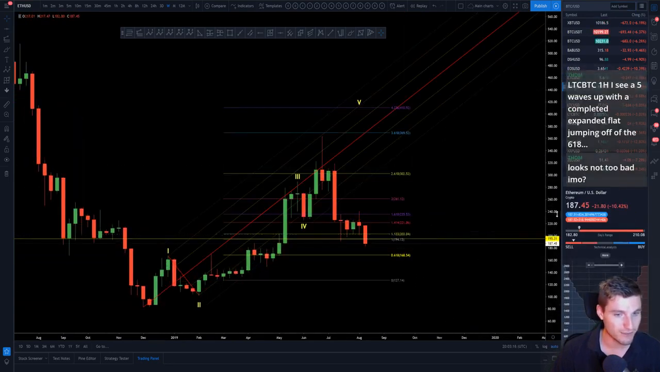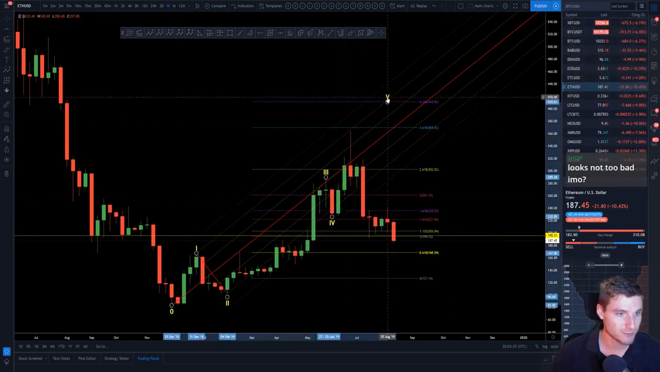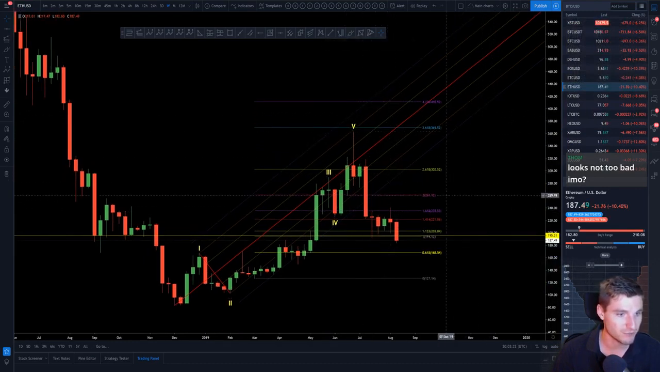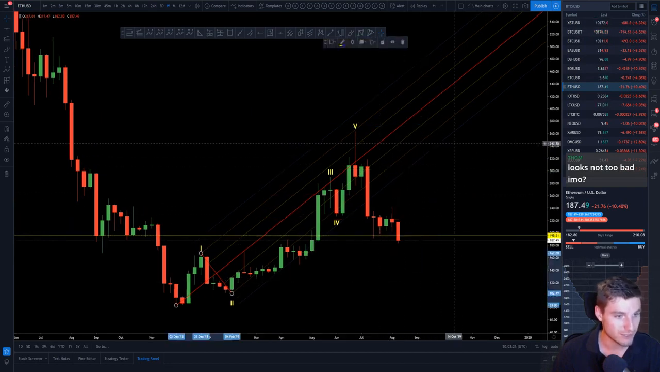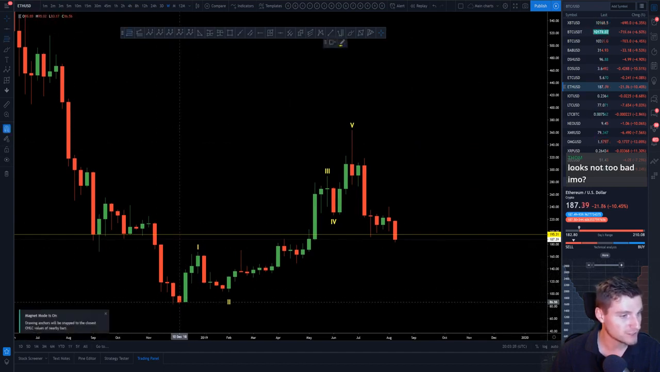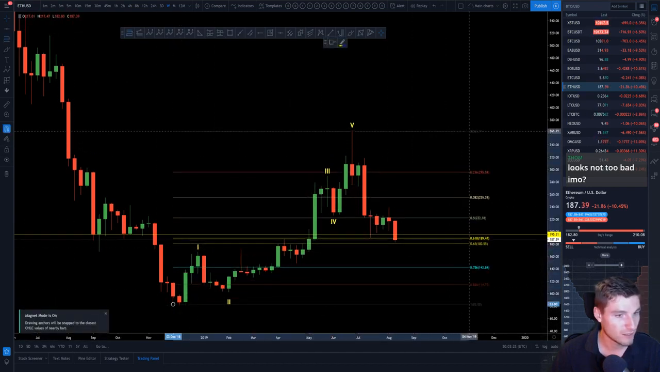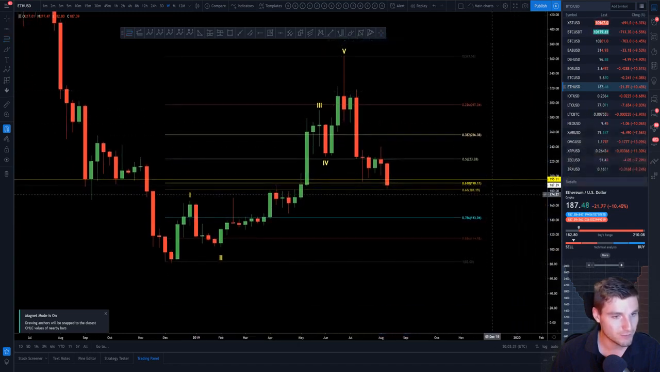So ETH, this is a chart that obviously has to be slightly adjusted. Looks like we got a 5th here because this is very corrective. Obviously broken out of this one. And now where are we retracing to? Okay, so you are on 618 at the moment.